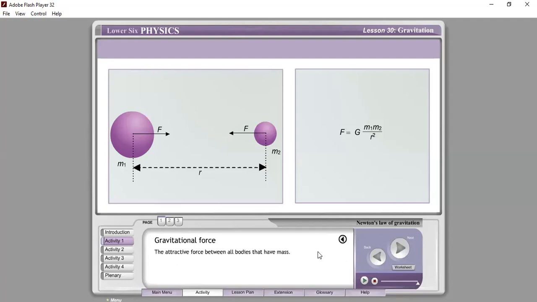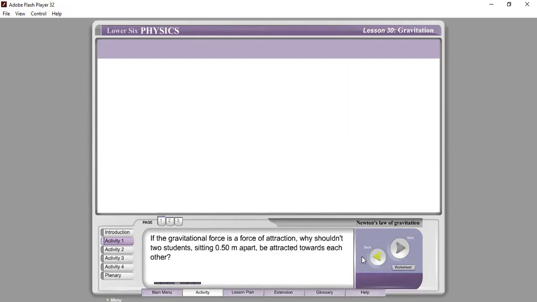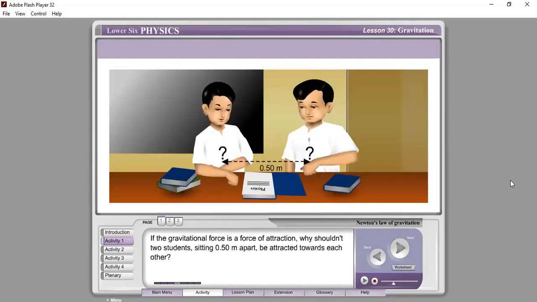So what is meant by gravitational force? That is the attractive force between all bodies that have masses, not only on Earth, but also outside the Earth, in space, or universal. If the gravitational force is a force of attraction, why shouldn't two students sitting 0.50 meter apart be attracted towards each other? The two students do not experience any attractive force.